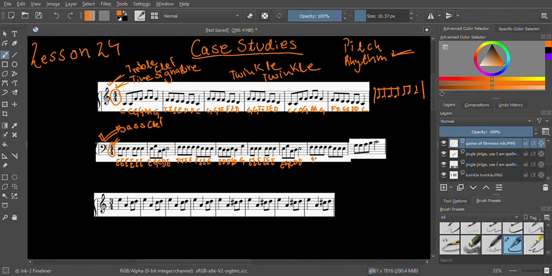This is F, F, F, F, F, E, E, E, G, G, and this is where ledger lines come in again. G, G, A. What is this going to be? Think about it. What's one space above A? That's B. And this one, one ledger line above, that's also middle C.